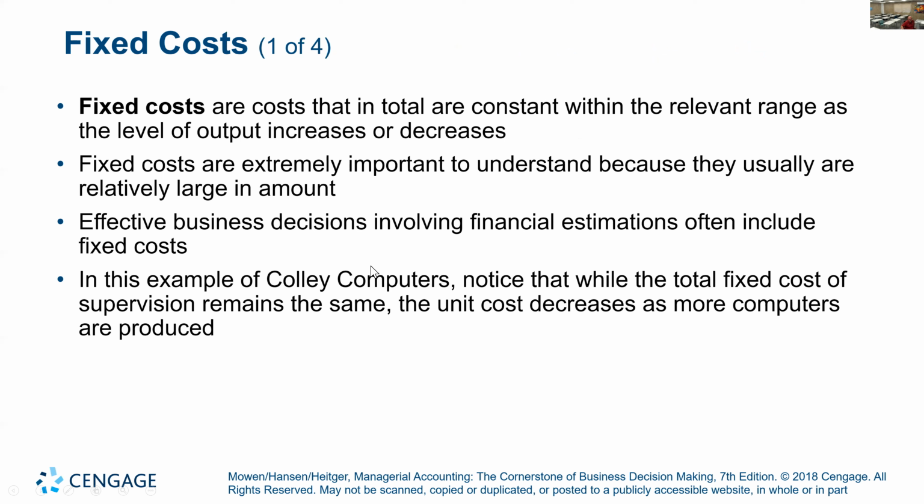So here's a little more in-depth look at fixed costs and how fixed costs behave. Fixed costs in total are a constant number within that relevant range. So if our fixed costs are 100,000 this month, they're going to be 100,000 next month. They're going to be 100,000 the following month, okay?